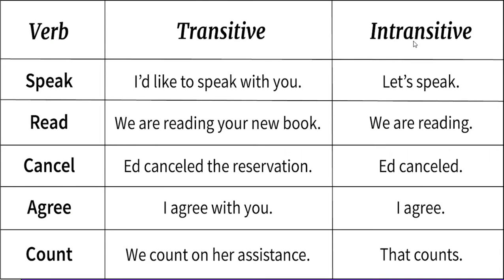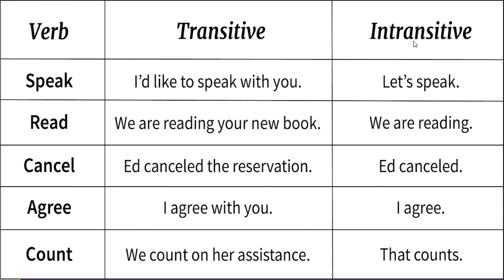Here are a few more examples of transitive verbs and intransitive verbs. For example, speak. I would like to speak with you. In this sentence, speak becomes the transitive verb as the action of speaking acts on you and you becomes the object. Let's speak. In this sentence, speak becomes the intransitive verb because the object is absent.